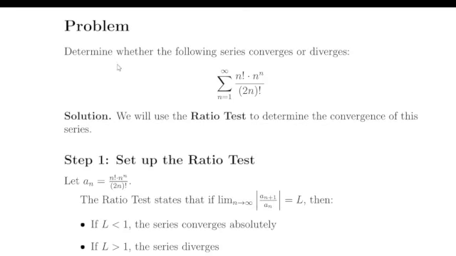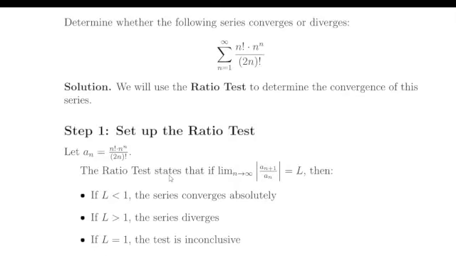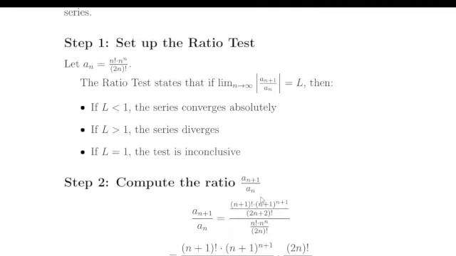In this video, we want to see whether the following series converges or diverges. We have the sum from n equals 1 to infinity of n factorial times n to the n power over 2n factorial. So we're going to use the ratio test to see. Let's look at the n plus first term over the nth term.